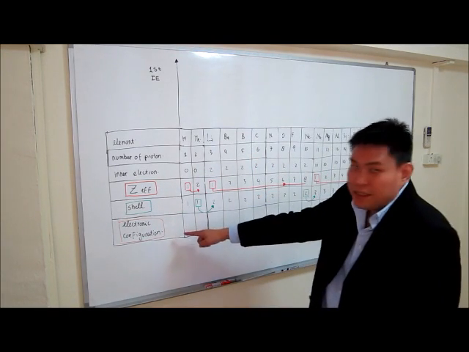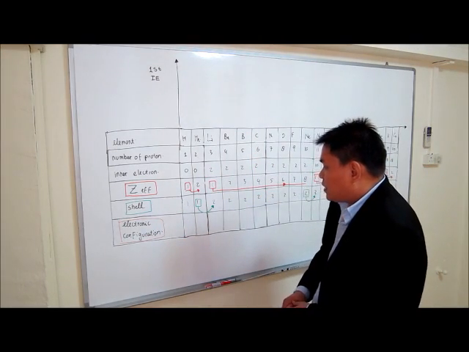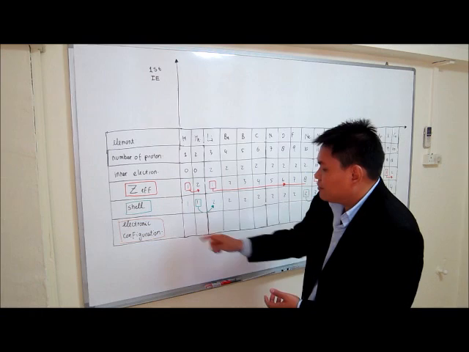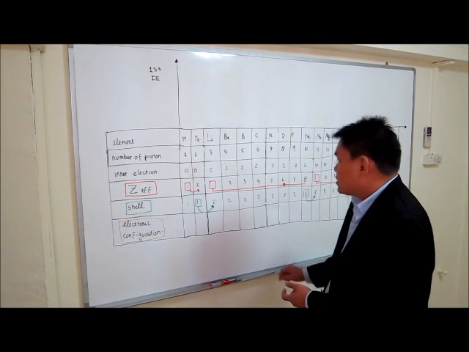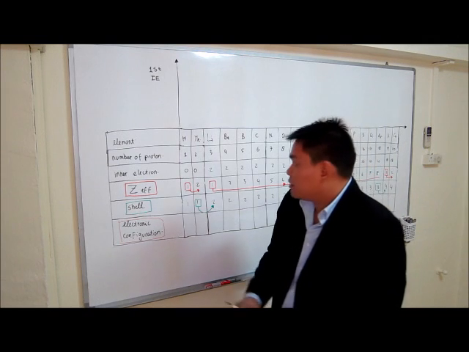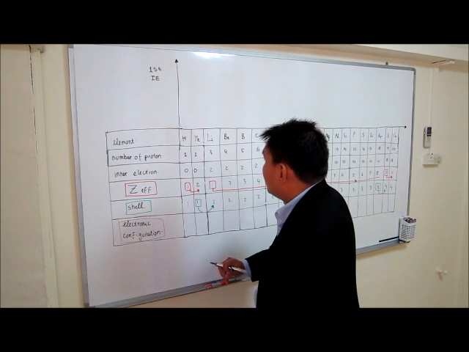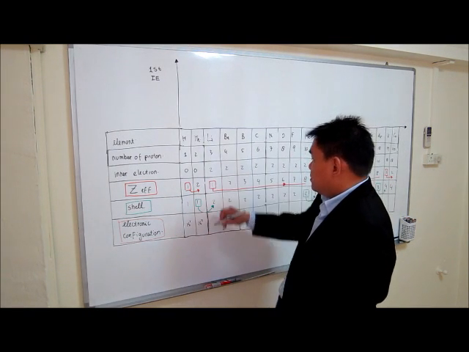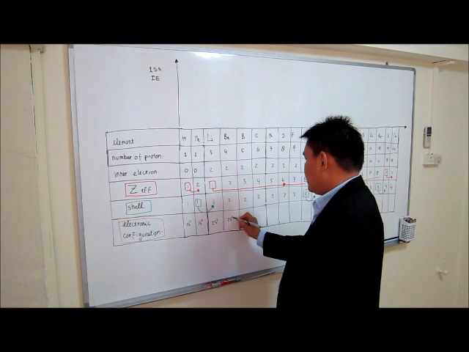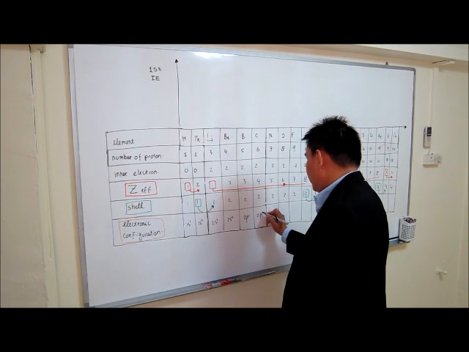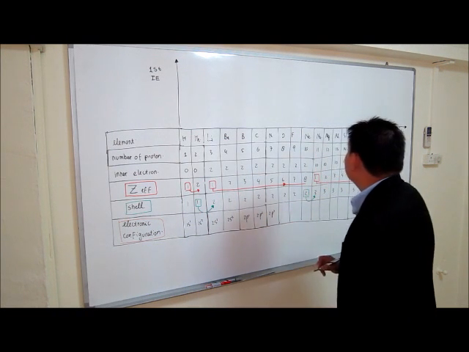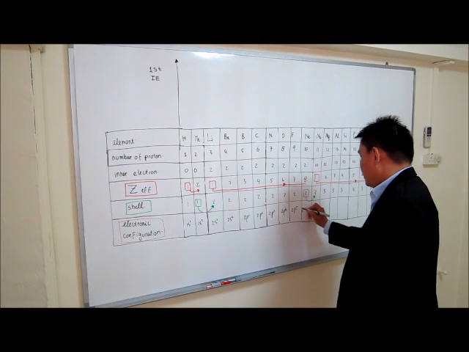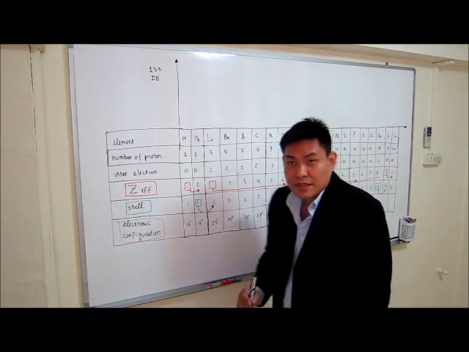Now I mentioned this electronic configuration. We cannot put the whole electronic configuration in these small boxes. We just put the electronic configuration of the last electron. Hydrogen is 1s1, helium 1s2. Lithium is of course 2s1, 2s2, 2p1, 2p2, 2p3, and so on, 2p4, 2p5, 2p6 for neon.